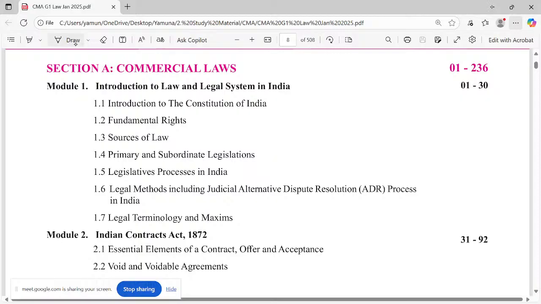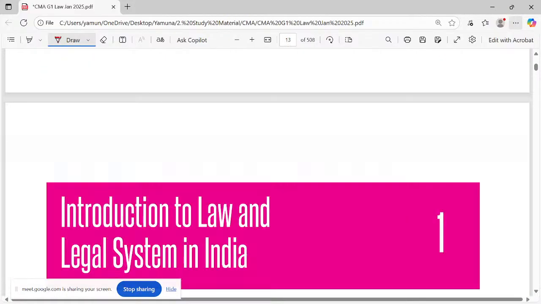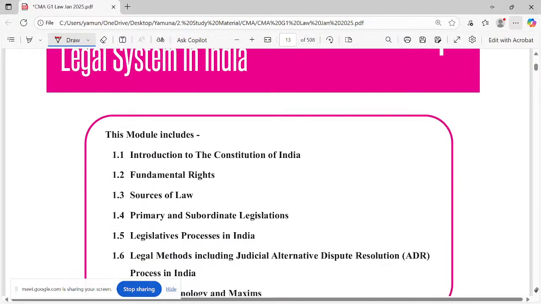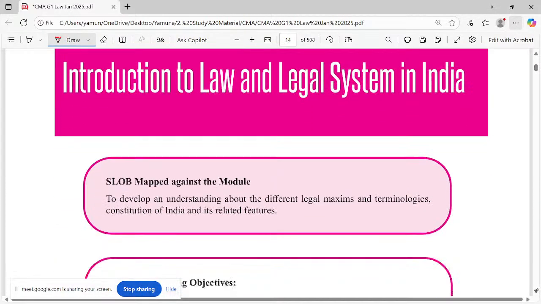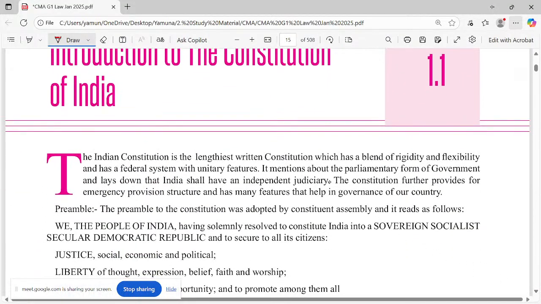So we'll go for topic number one, introduction to law and legal system in India. Yes, please join. When we talk about law, it's a basic learning, right? When we talk about law, we have to introduce the Constitution of India, because whatever laws we follow, everything is with respect to post-constitutional laws.